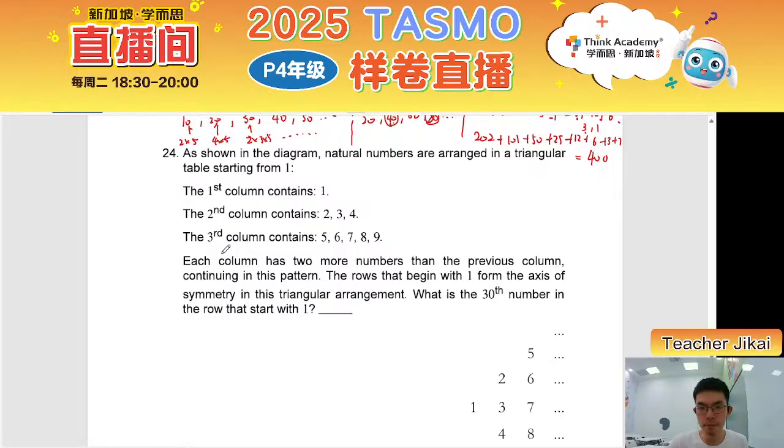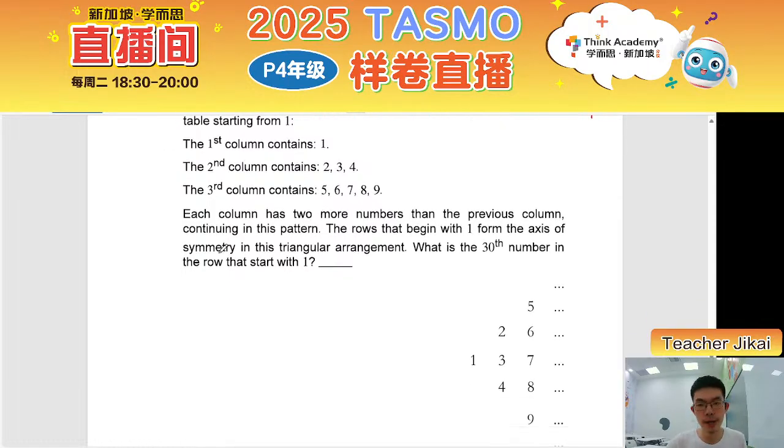Before you get the 30th number in the row, you need to first observe something special in the number form. So where is it? We have a 4, a 1 here, a 4 here, a 9 here. Do you find the pattern here? Yes, this is the first row, the first column, right? We write the column.